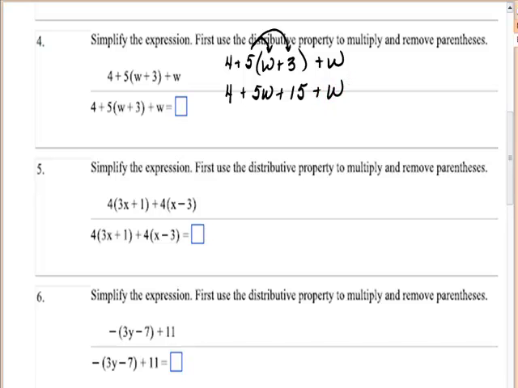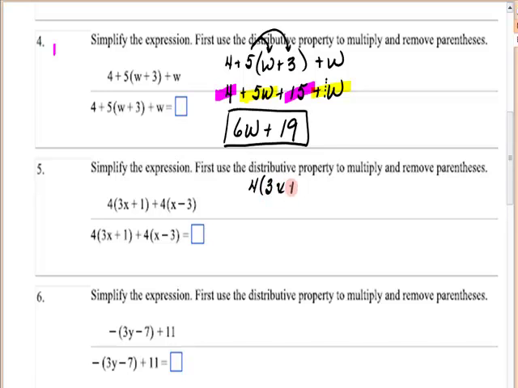Do I have any like terms? Yes, I have some w terms, and I have some constant terms. And I think I'll do the w's first. Positive 5 and implied positive 1 gives me 6w. The constant 4 is positive, the constant 15 is positive, so I add them up for 19. Those are not like terms. I'm done. Next one, 4 parentheses 3x plus 1 close plus 4 parentheses x minus 3.